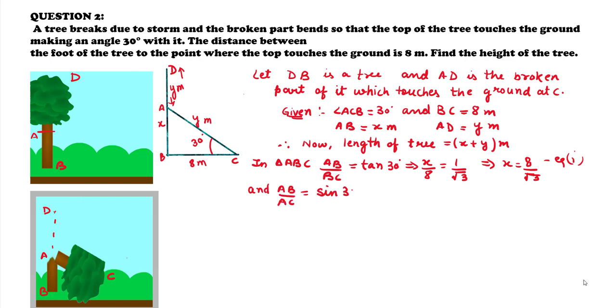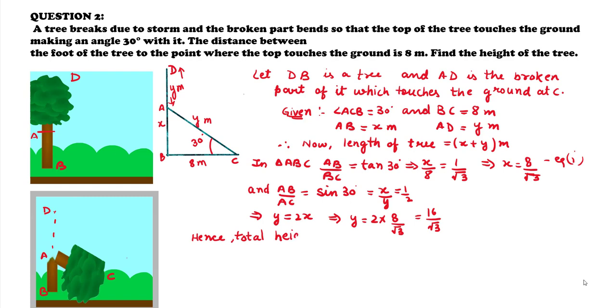And AB upon AC is equal to sine 30. That is equal to X by Y. And we know the value of sine 30 is 1 by 2. So that is equal to 1 by 2. That implies Y is equal to 2X. That implies Y is equal to 2 into 8 upon root 3, that is equal to 16 upon root 3.